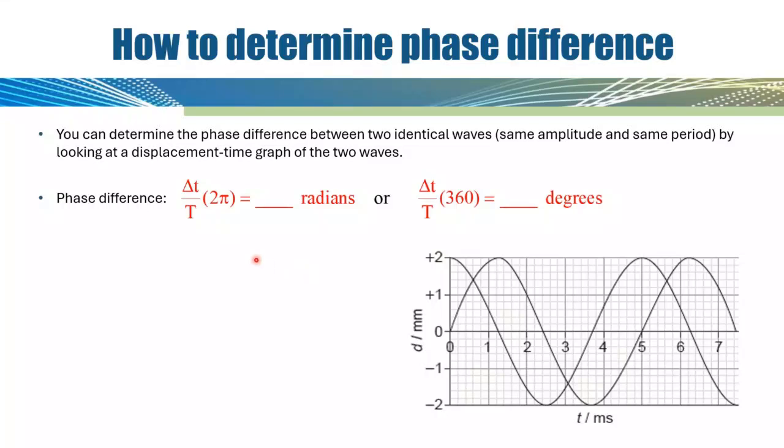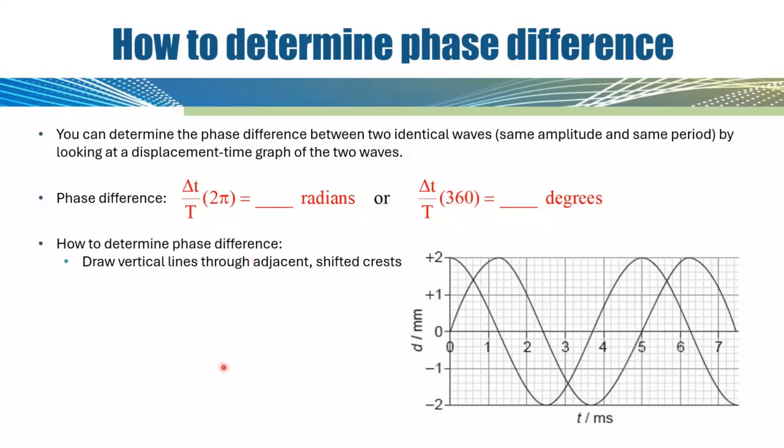To do that, I find it helpful to go through this little process. Draw vertical lines through adjacent shifted crests. I could draw a vertical line here, and then one here, but those are a little bit squished because it's on the y-axis. So maybe instead I would do this one and then this one. So, two adjacent crests, draw vertical lines. Delta t is going to be the time difference between those vertical lines.